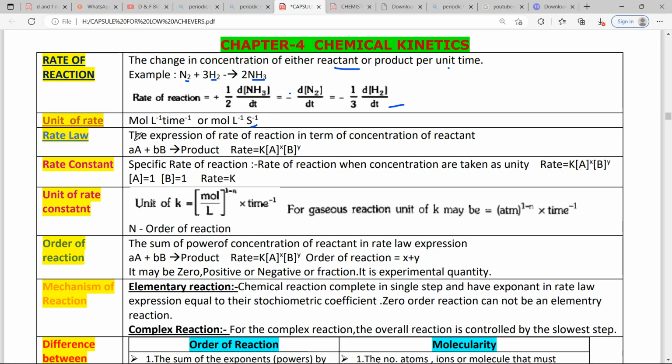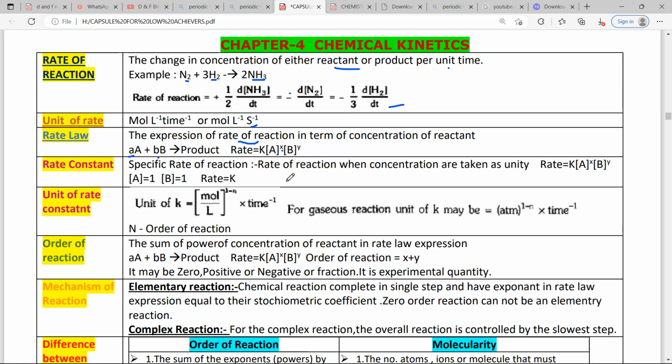Now, the rate law. What is rate law? It's nothing but the expression of rate of reaction in terms of concentration. The same rate of reaction, if you write it in terms of concentration, that is in square brackets, is called the rate law. So for this reaction A plus B gives product, the rate is equal to the concentration of the reactants raised to the power of their coefficients. Here, instead of X there should be A, and instead of Y there should be B. This is the rate law.